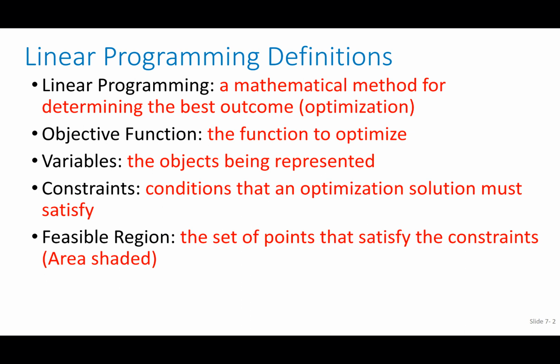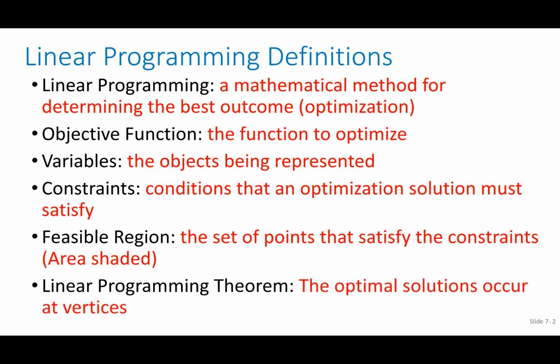We're going to have a feasible region. That feasible region is going to be enclosed by the set of points that satisfy the constraints. And we will actually shade in our feasible region that we're working with. And then lastly, we're going to talk about the linear programming theorem. The linear programming theorem tells us that the optimal solution will occur at the vertices of this feasible region.